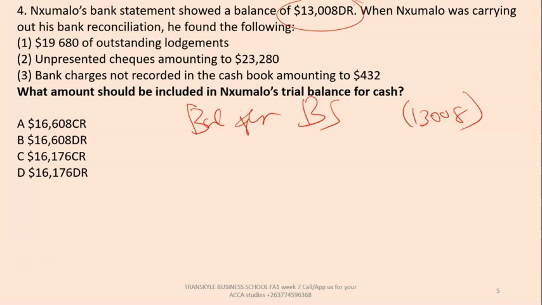Then, when we started with the balance per cash book, we said that we had to add unpresented checks. But this time, we have to deduct them: less unpresented checks. They just go the opposite way. So where are the unpresented checks? Obviously, the unpresented checks are this one.